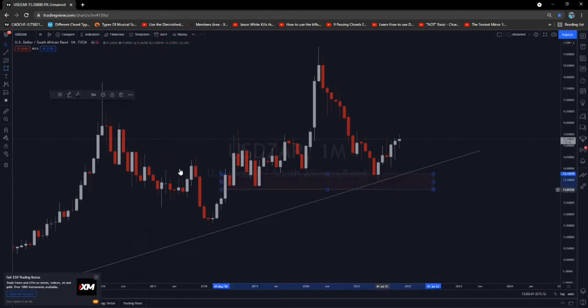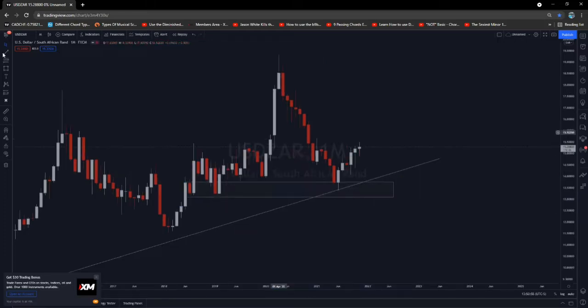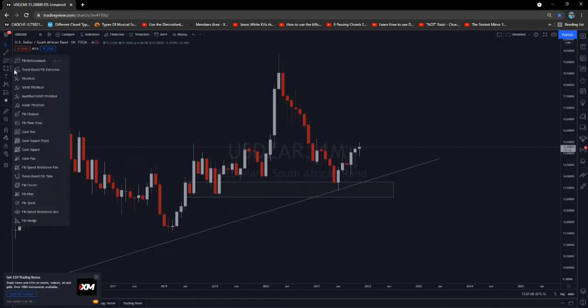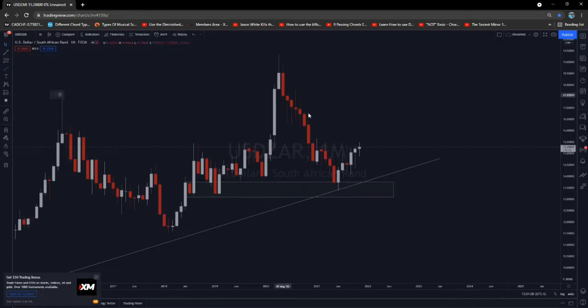You have this demand area that's only been tested twice. So last time the market went back into this demand area, this is what happened. This has been the situation ever since, right? The market here, I'm looking for this thing. The market here is balanced.